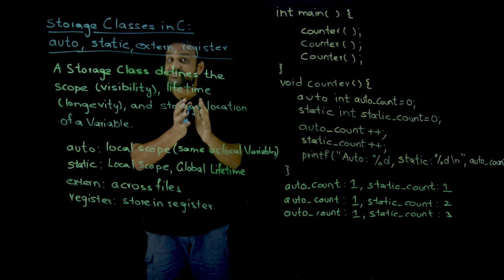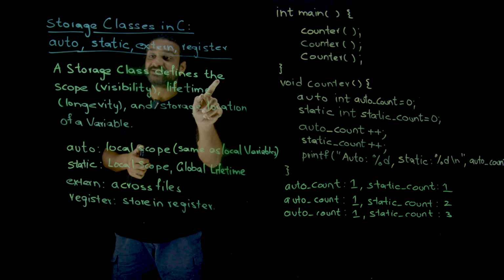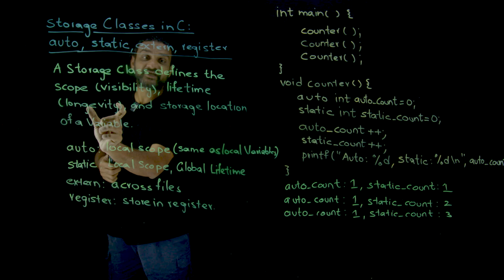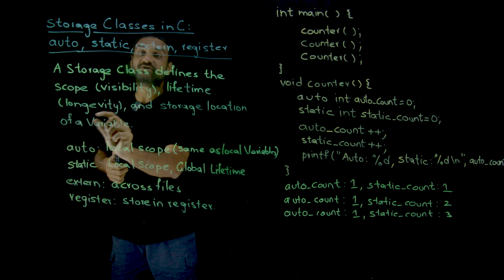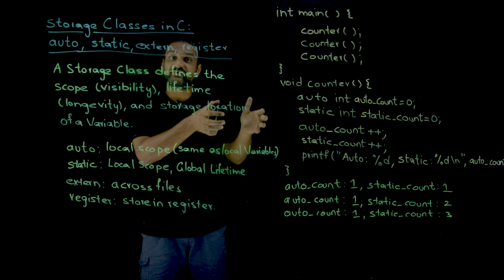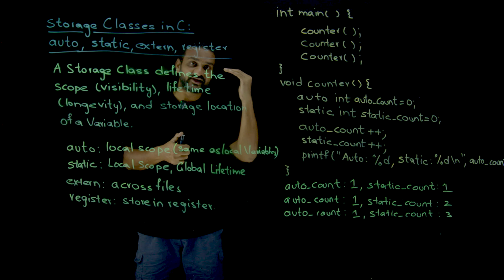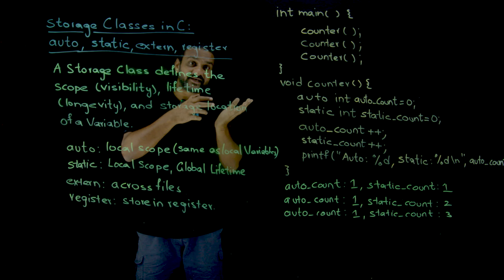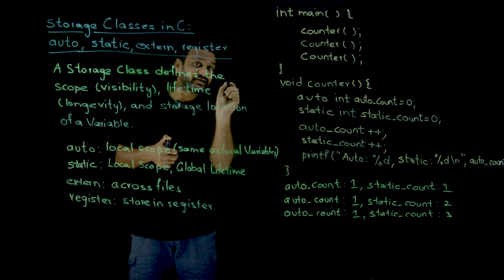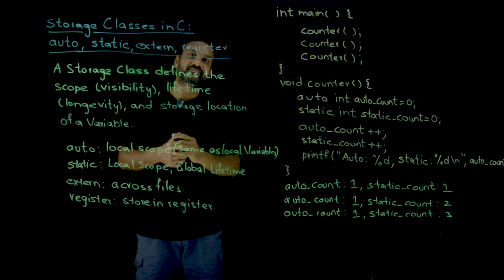So let's first understand the definition of storage classes. A storage class defines the scope, means visibility, lifetime, means longevity, and storage location of a variable. In our previous class, we have discussed the concept of scope of a variable. So the scope of variables are automatic. Just by defining the variables within the program, we will get that specific scope of a variable. It may be a local variable or a global variable.